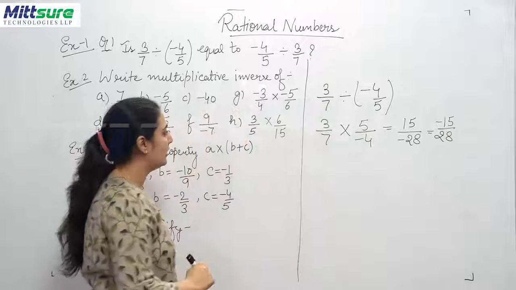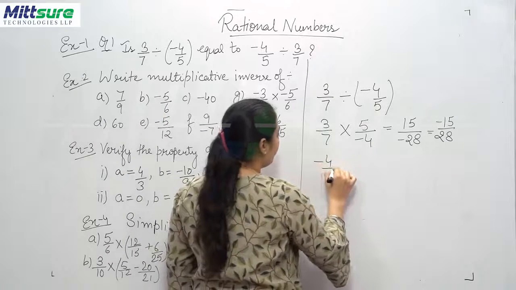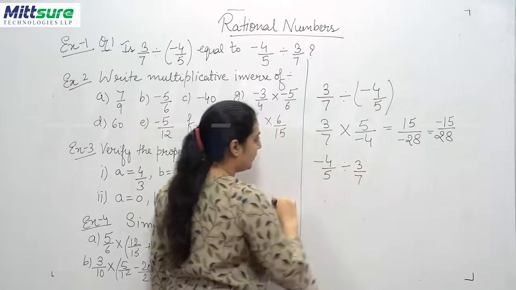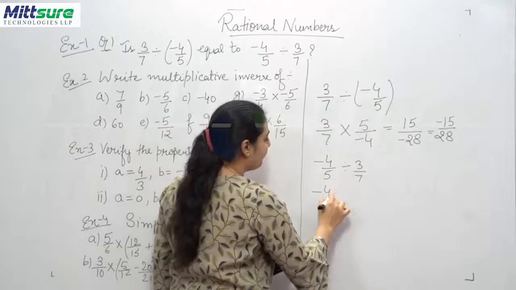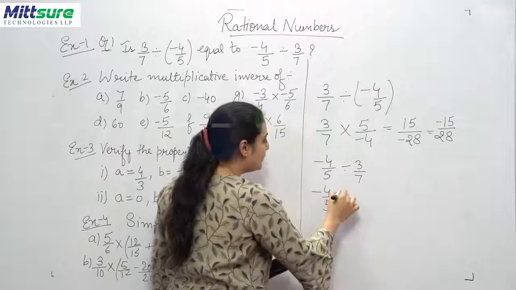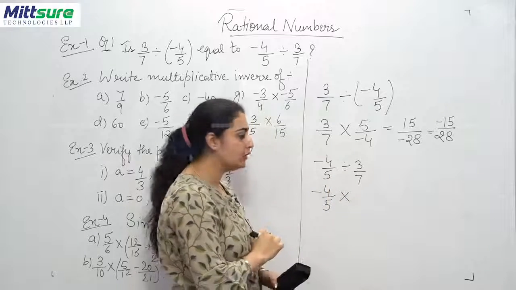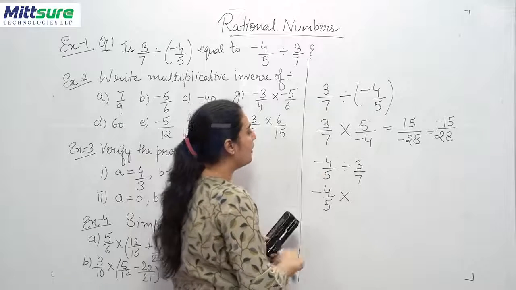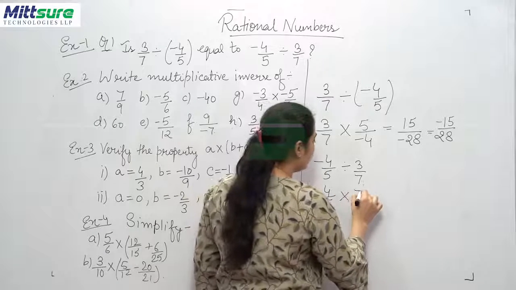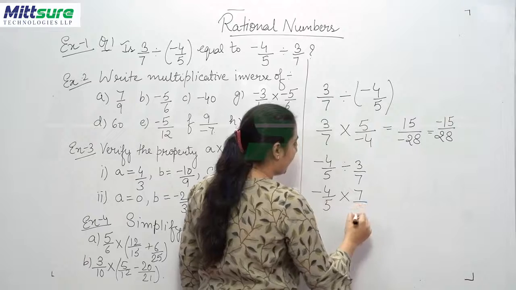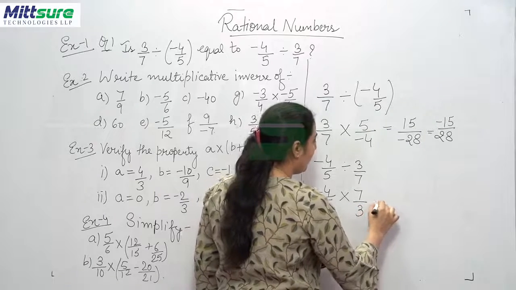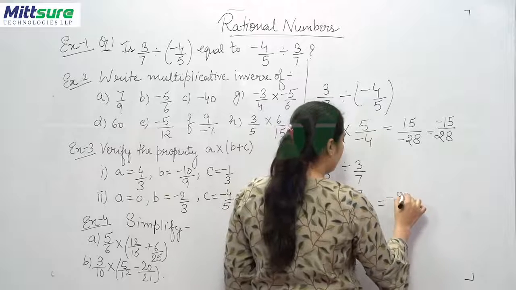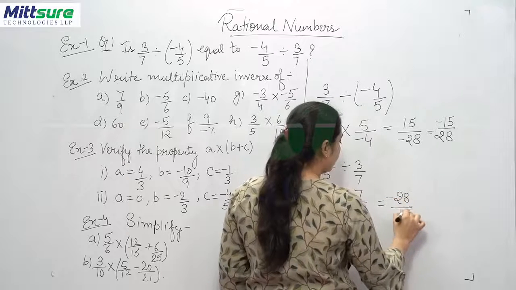Now let's take the other condition. Minus 4 upon 5 divided by 3 upon 7. So here minus 4 upon 5 will remain the same. The division sign will get changed to multiplication and we will be writing the multiplicative inverse of 3 upon 7, which will be changed to 7 upon 3. Now when you solve this, it will be minus 28 upon 15.